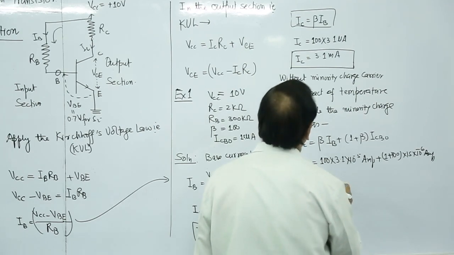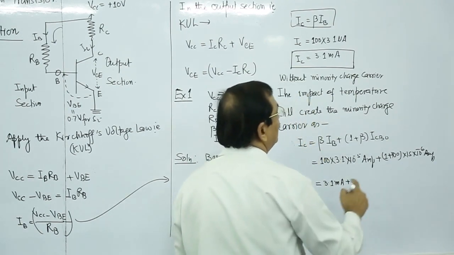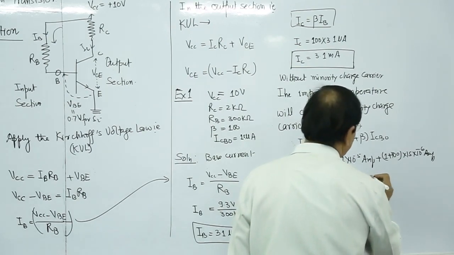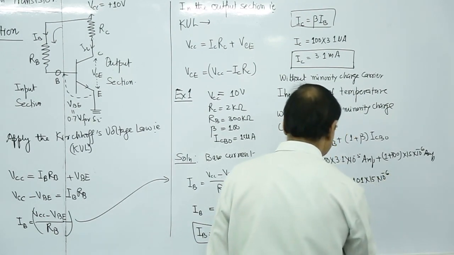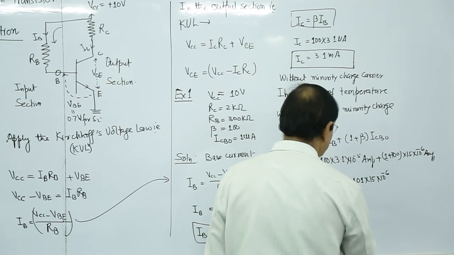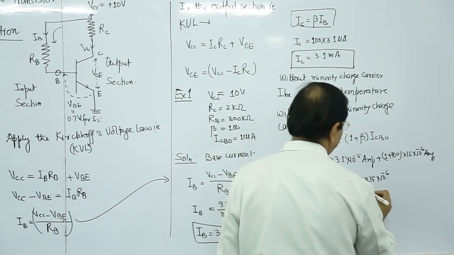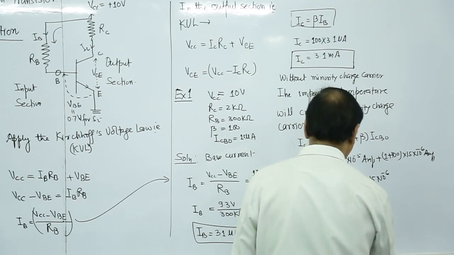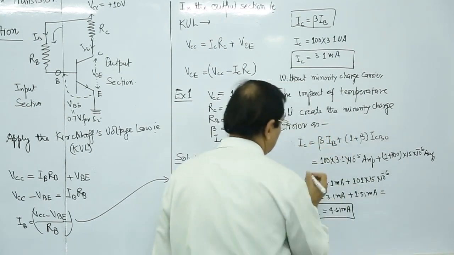that is 3.1 milliampere plus this value, 101 multiplied by 15 × 10^-6. So this is 3.1 milliampere plus 1.51 milliampere. So this value is equal to 4.61 milliampere, about 4.6 milliampere.